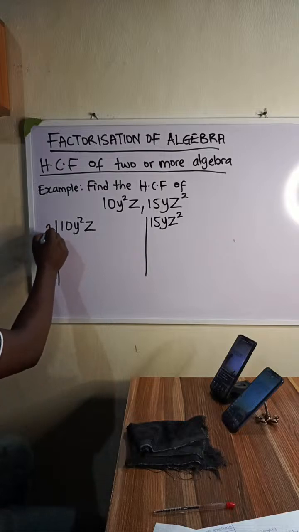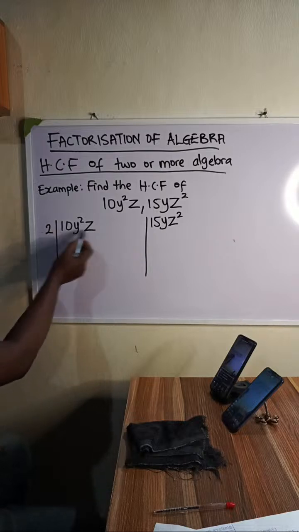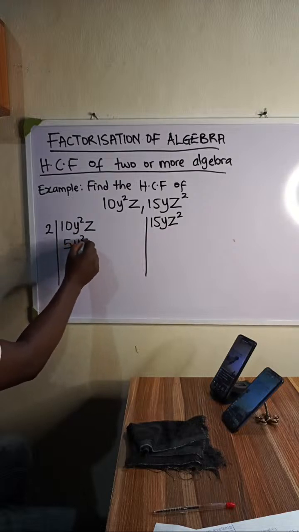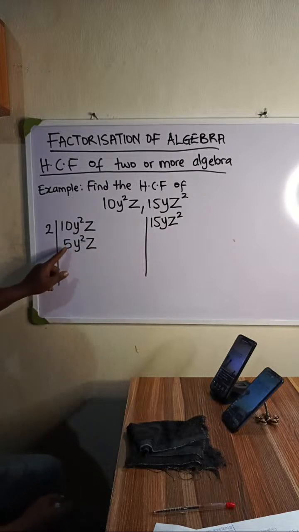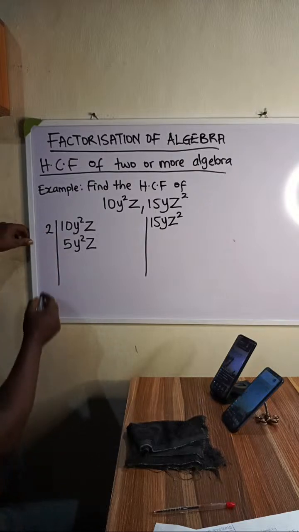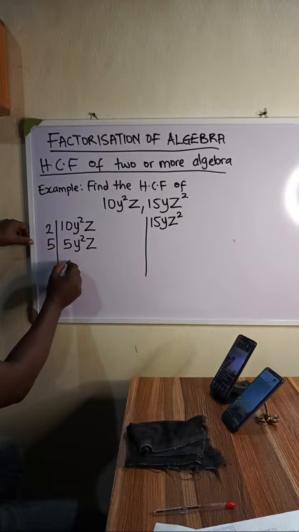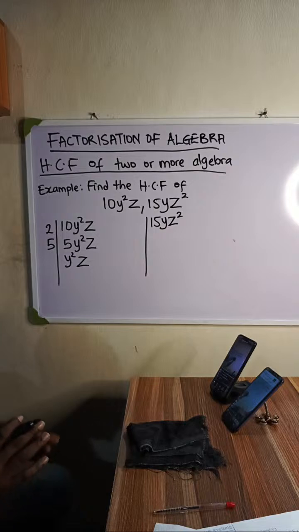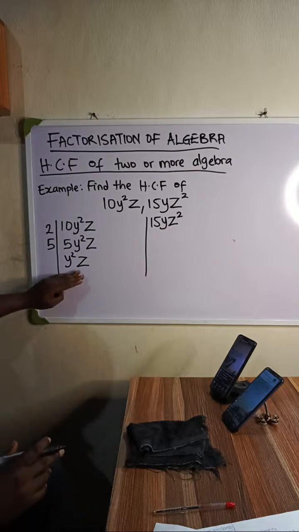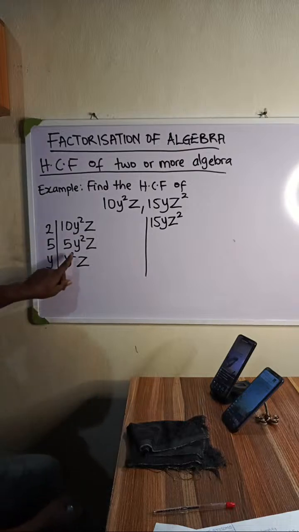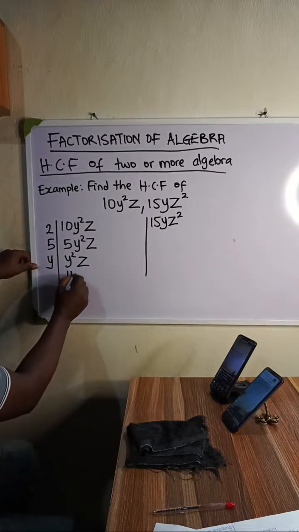So we divide by 2 here. 10 divided by 2 gives us 5y squared z. We are done with 2. The next number that can divide is 5. So 5 divided here, we have y squared z. Now we are done with all the numbers. We focus on the alphabet now. So we have y. When y squared z is divided by y, we are going to have yz.